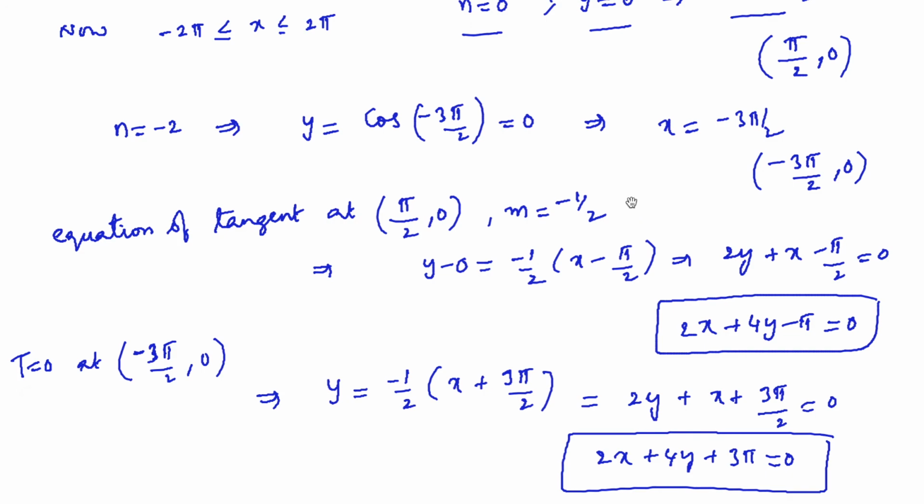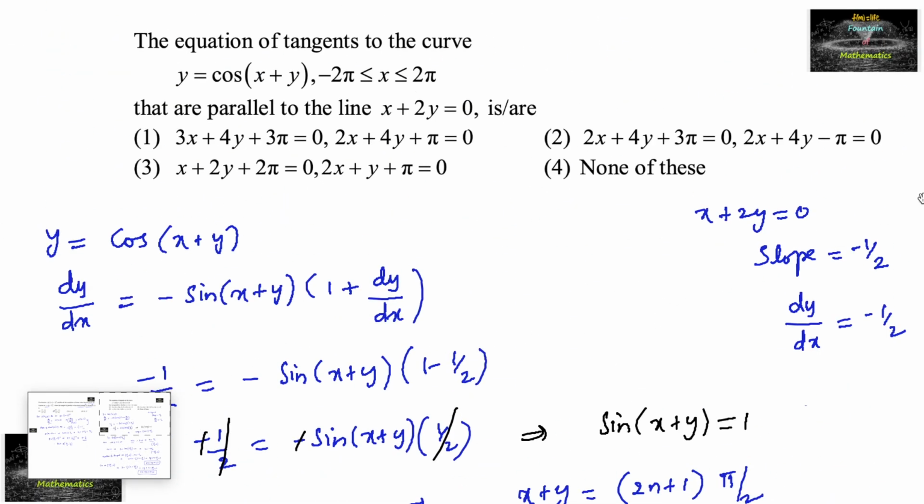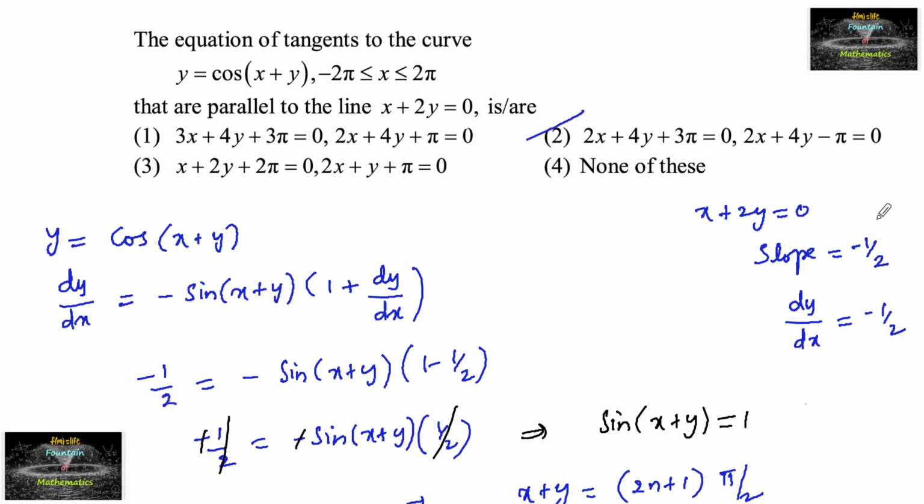So we can see these two equations, 2x plus 4y minus pi equals 0, 2x plus 4y plus 3 pi is equal to 0. So here in the second option, so we can go with the second option.